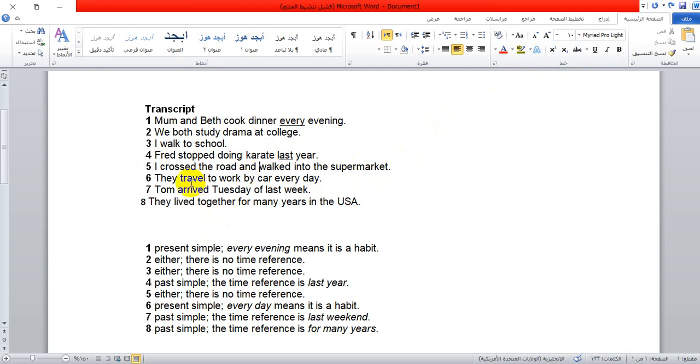6. They travel to work by car every day. We have every. 7. Tom arrived Tuesday of last week. Last. Past simple. 8. They lived together for many years in the USA. For many years. Here we have a time reference. But in the other sentences, there is no time reference.